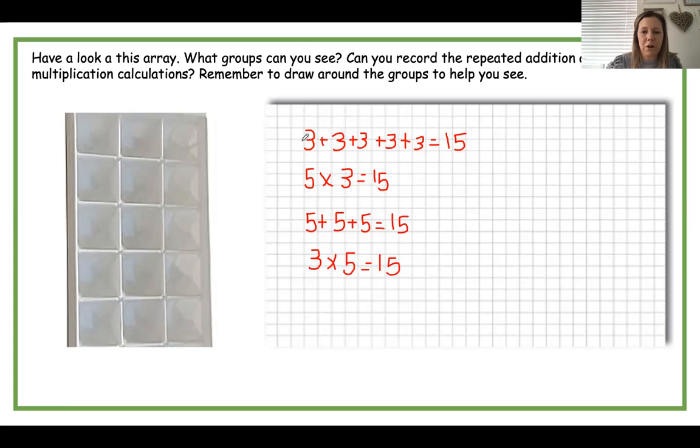So here, look, we've got our 5 threes, and that equals 15. So you've got 5 lots of 3, or you could say that you're adding 3 5 times. You've also got here 3 lots of 5, but you could also say that you're adding 5 3 times, okay? Right, let's move on to the next one then.